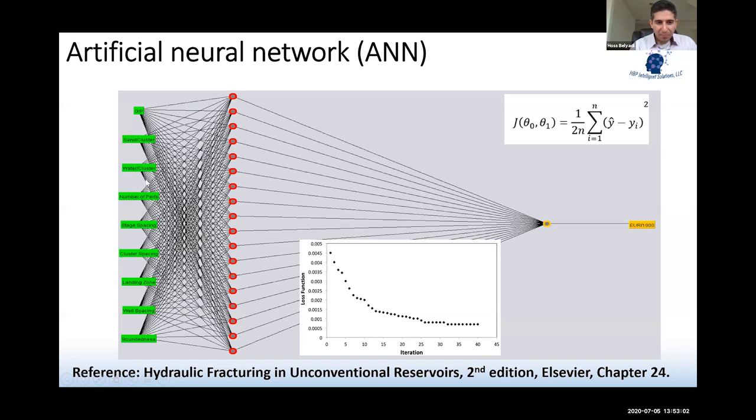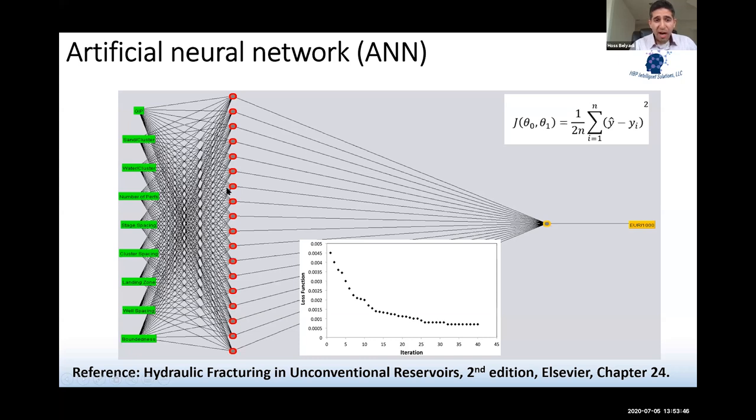Then this input layer is connected to my hidden layer, okay? Then the hidden layer is connected to my output. In this case, I'm using EUR, estimated ultimate recovery, EUR per 1,000 feet as my output. So basically I'm trying to understand what is the relationship, what is the impact of these features on my output feature, which is EUR per 1,000 feet. So an ANN has an input layer, a hidden layer, and an output layer, okay? Within the hidden layer, you have neurons. You have multiple neurons in this case.